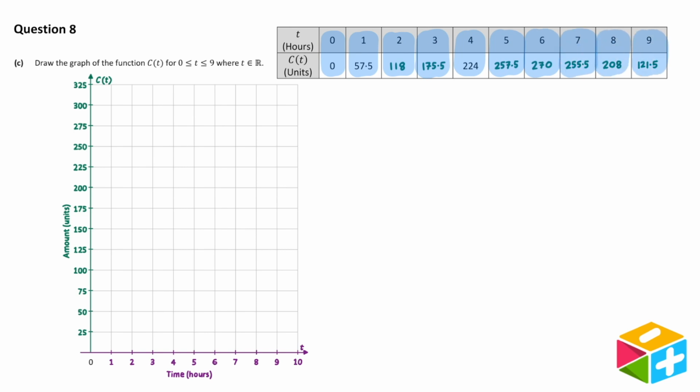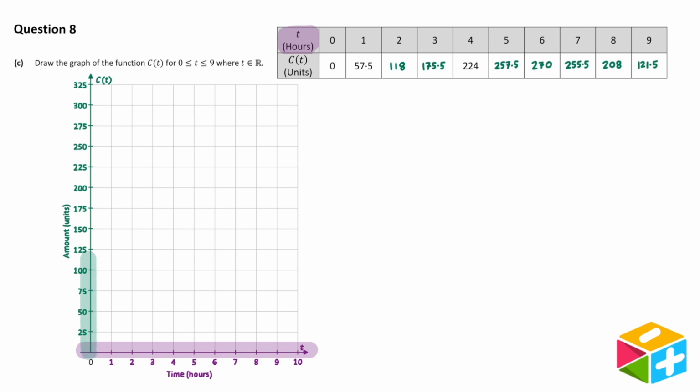This data forms 10 pairs. Each of these pairs can be plotted as a point on our graph to give us an idea of the shape of our function. In our graph, the horizontal t-axis represents the time in hours. This corresponds to the first row of our table.